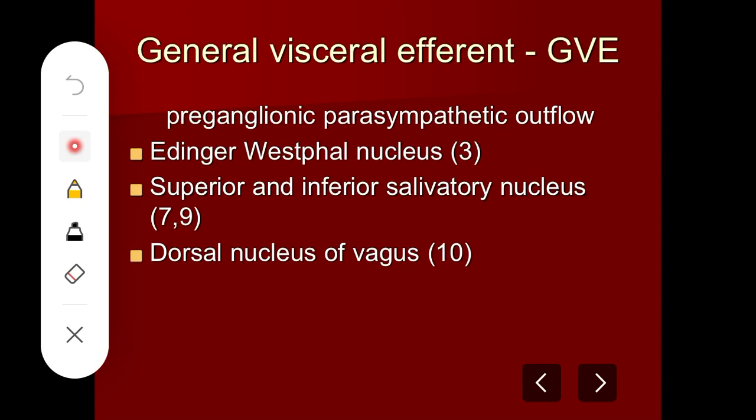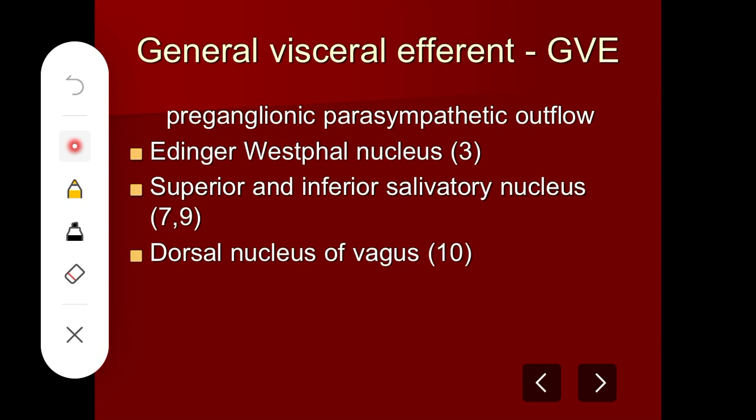Next is the inferior salivatory nucleus that is related to the 9th nerve. So what happens is, from the inferior salivatory nucleus via the 9th nerve, the glossopharyngeal nerve, the preganglionic fibers will come and enter which ganglion? Remember, it is the otic ganglion. From there, via the auriculotemporal nerve, you find the postganglionic fibers are going to supply the parotid gland. In short, GVE means it is that part that is concerned with preganglionic parasympathetic outflow.